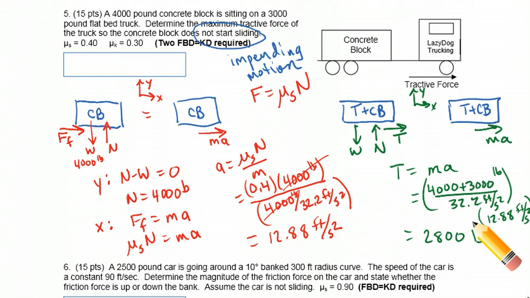Although it wasn't obvious how to start, we chose to isolate one of the things that had the friction force on it. We had to identify impending motion and then go back and take that acceleration and apply it to the whole system. If we had any more tractive force than that, the concrete block would start sliding off the back of the truck.